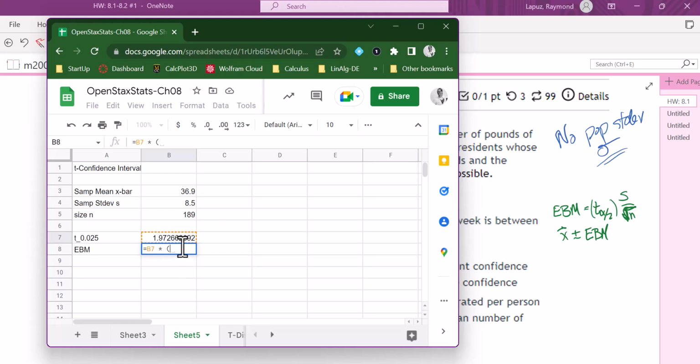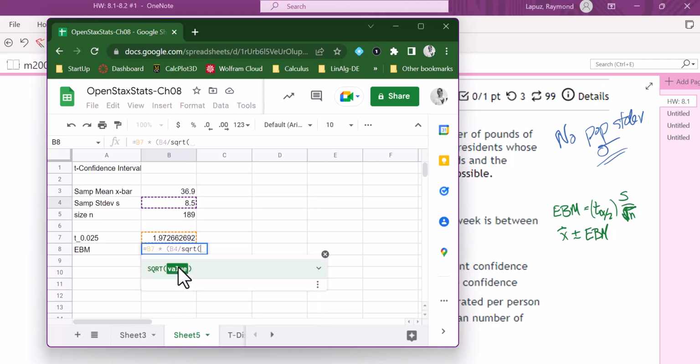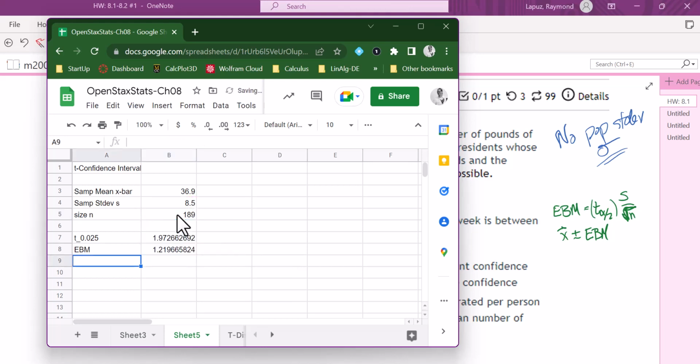And I really don't need parentheses for this, but I'm going to put them on anyways. So open parentheses, and then my formula says I need the S, the sample standard deviation S. So I'll click on this 8.5, and then I will divide by the square root, SQRT, of n, and the n value is given here as well. And then I'll close the square root, and I'll close the other parenthesis, and I'll press enter. So this is my error bound for the mean, using the formula here off to the side.